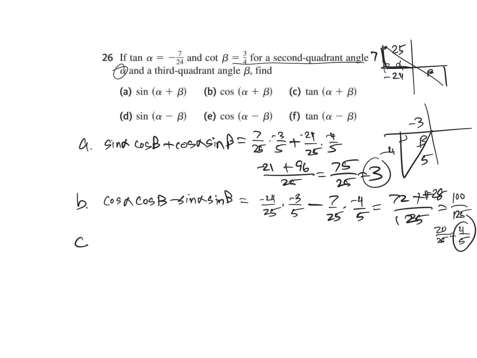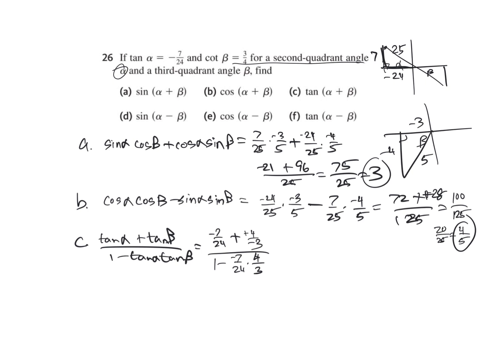All right, C. The tangent addition is tangent of alpha plus tangent of beta all over 1 minus tangent alpha tangent beta. Tangent of alpha is negative 7/24. Tangent of beta is negative 4 over negative 3. 1 minus 7/24 and 4/3. Negative over negative is positive. So you gotta get a common denominator. So negative 7 plus 32 is 25 over 24.